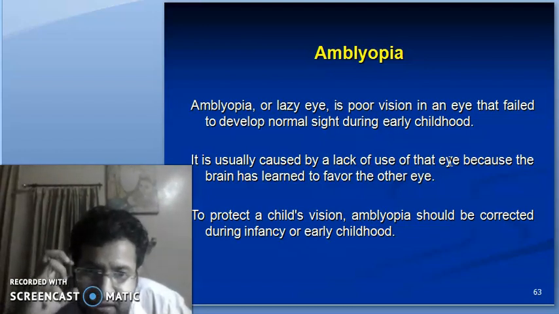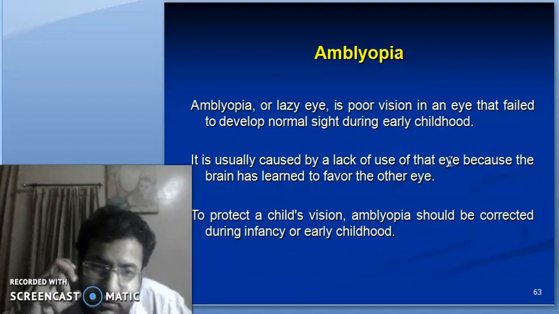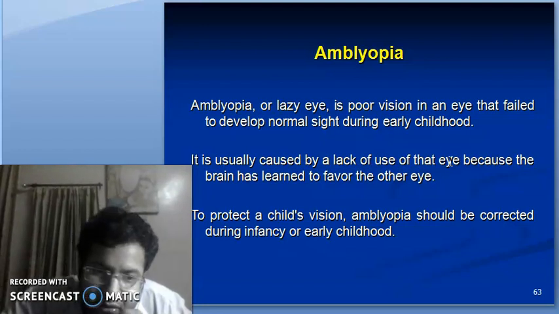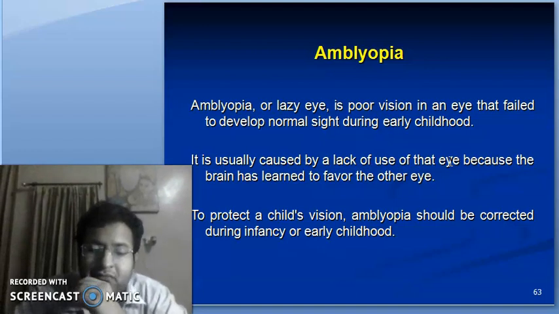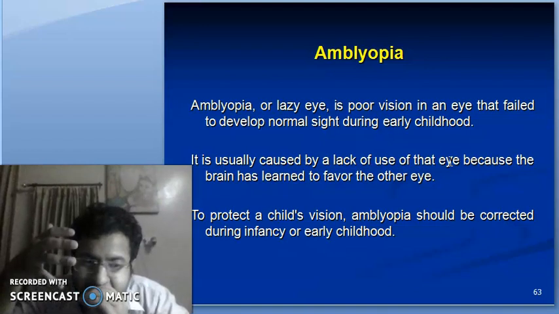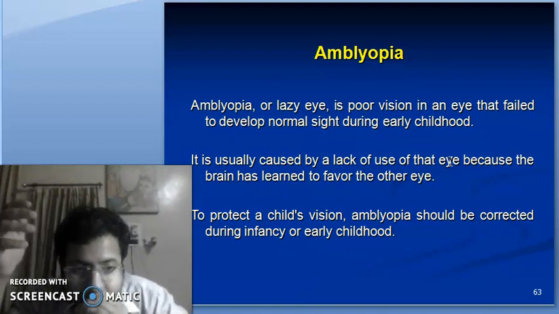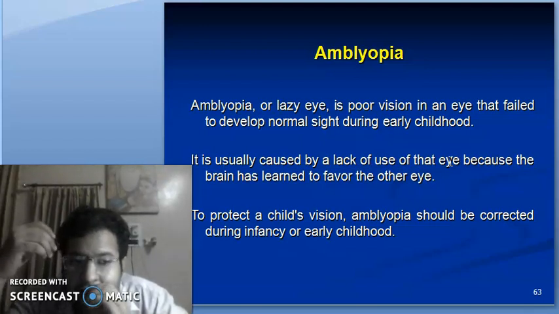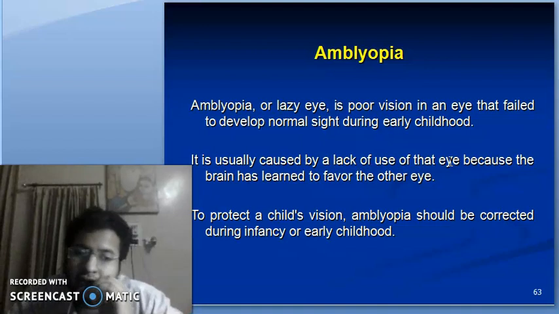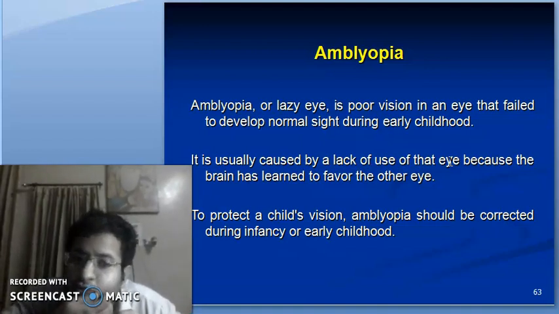It is a poor vision in that eye, which has failed to develop normal sight during early childhood, that is, the early infancy up to 6 months of age, when the main visual development of the eye is there. Up to the brain, the connections, the signals going to the brain, or up to 3 years till the vision matures. If up to 12 years, they say that the visual pathway matures even up to 12 years of age. So amblyopia can occur at any age up to 12 years of age.